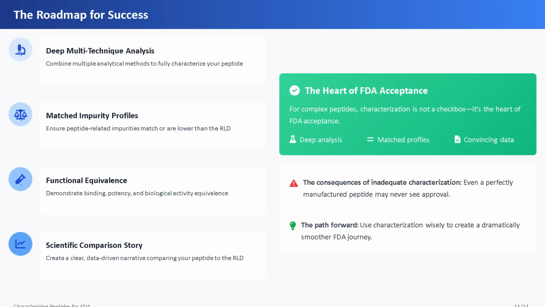In the FDA's eyes, characterization isn't a checkbox, it's the heart of peptide approval. Deep analysis, matched impurity profiles, and convincing data drive confidence and reduce regulatory uncertainty. Even a well-manufactured peptide can fail without strong characterization. But with the right analytical strategy, the path to FDA acceptance becomes far smoother.